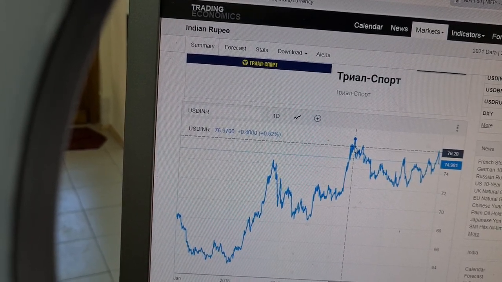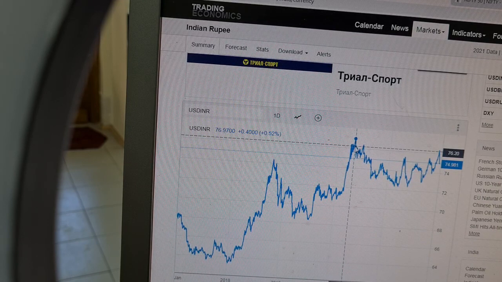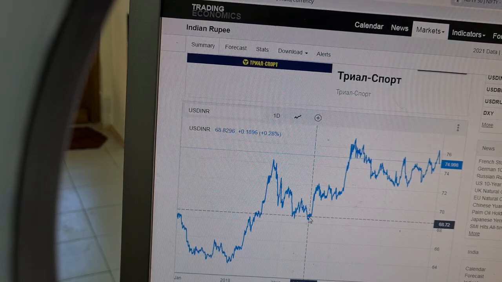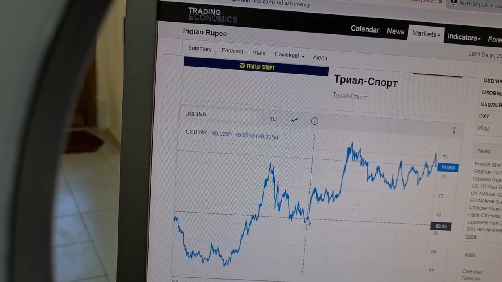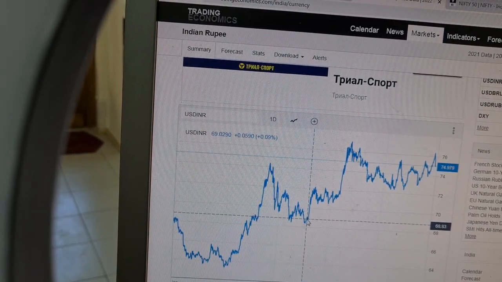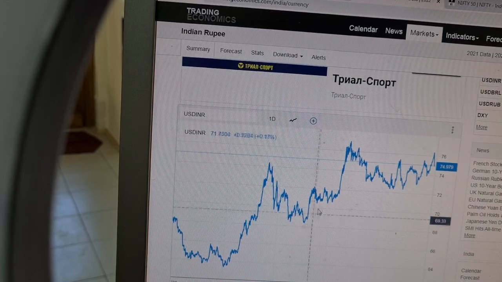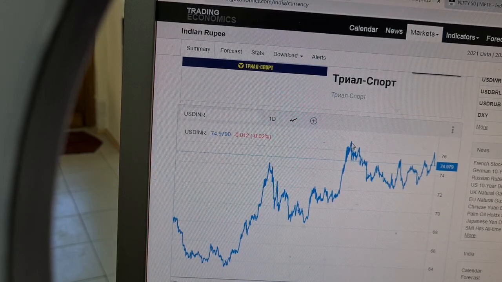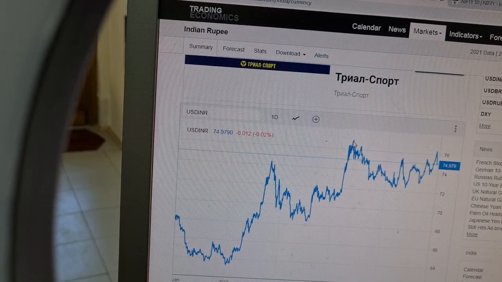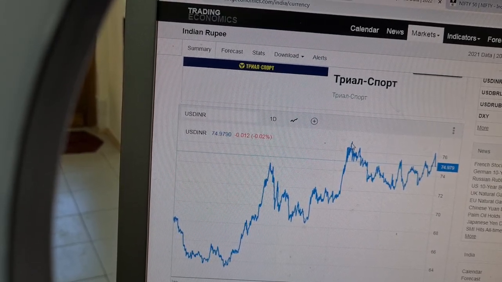So it depreciated by almost 12%. Sorry, this is July 2019. So from 68.8 to 76.2, meaning INR depreciated by almost 12%.